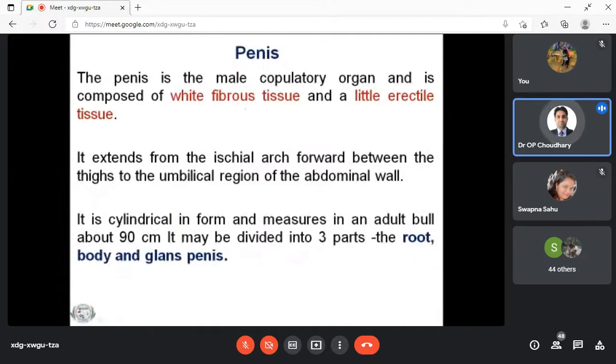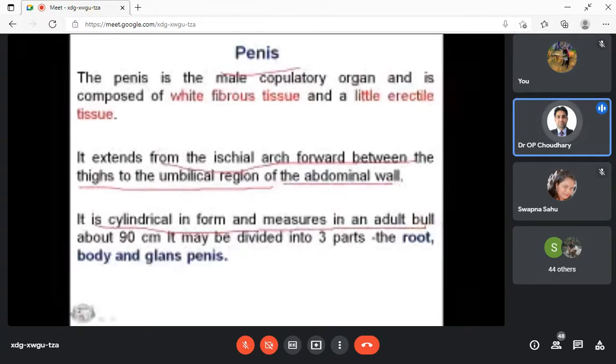Then penis. Okay. So the penis is the male copulatory organ and is composed of white fibrous tissue. It consists of white fibrous tissue and little erectile tissue. And this penis extends from the ischial arch forward between the thighs to the umbilical region of the abdominal wall. It is cylindrical in form and in the adult bull about 90 centimeter.